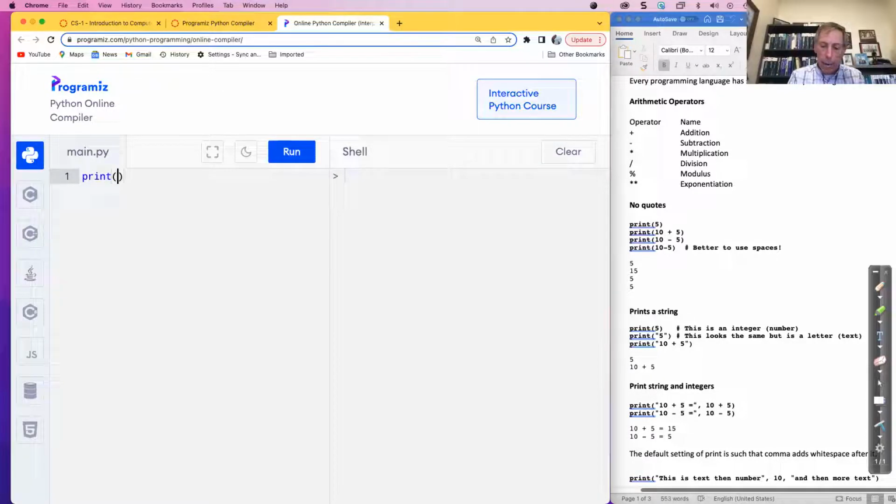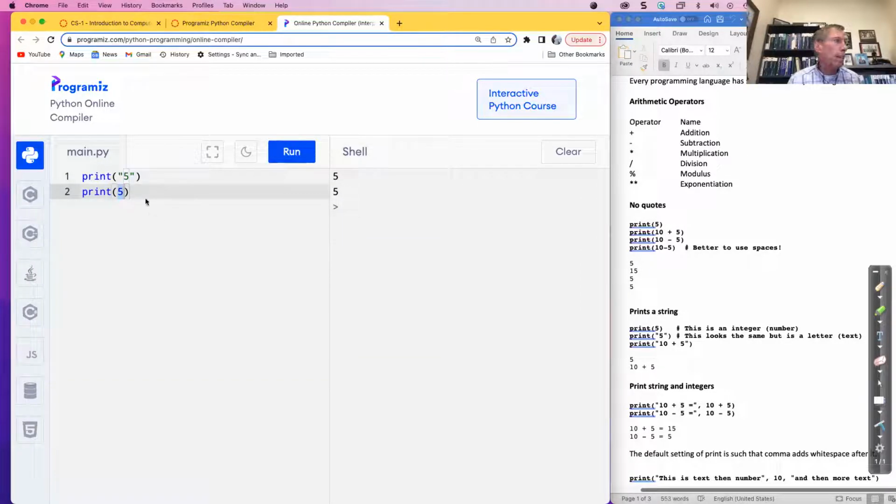I can do print, and as a string, I can do print 5 or print just the number 5. Now look at the difference here. This is a string because it has quotes. Can you see that okay, by the way? Is that big enough? Okay. Notice the quotes. Here, there are no quotes. Well, if I run this, notice they both print the number 5.